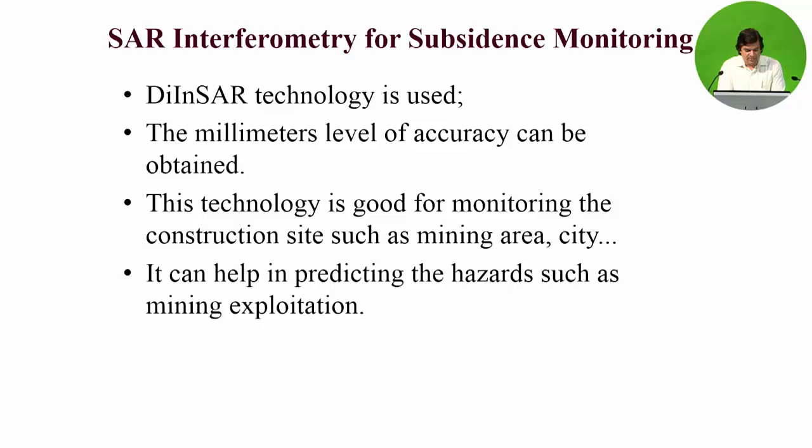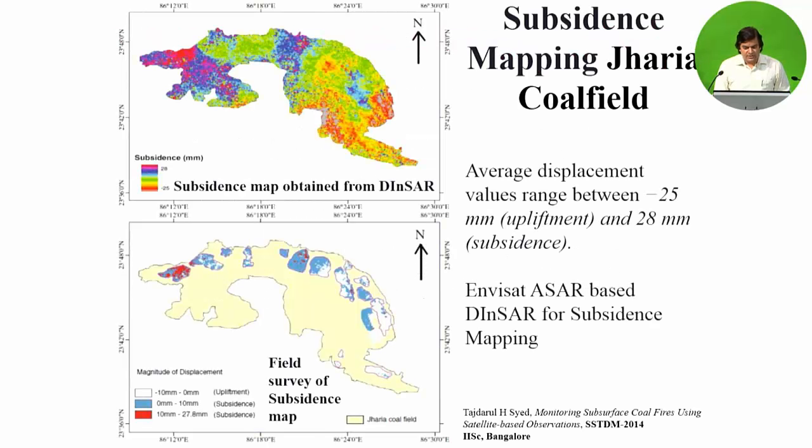And the SAR interferometry technique is good for monitoring construction sites, such as mining areas and cities, and it can help in predicting hazards such as those from mining exploitation. Now this slide is showing the subsidence mapping of Jharia coalfield. This study was carried out by Dr. Tajdar Arul, and here we can see the first image is showing the subsidence map obtained from differential SAR interferometry, and the second image is showing the field survey of the subsidence map.